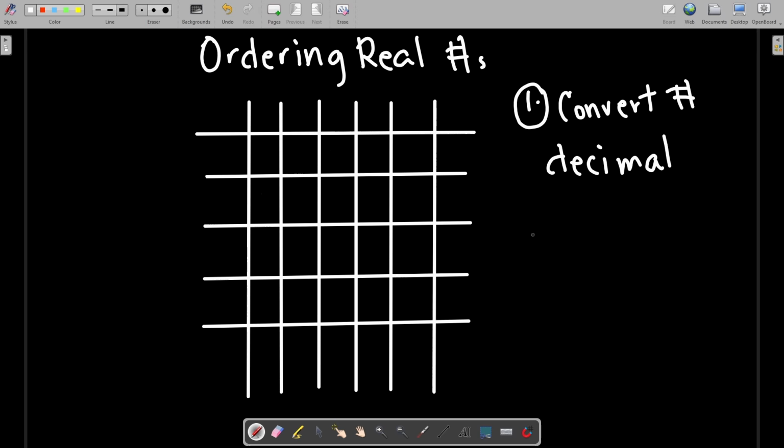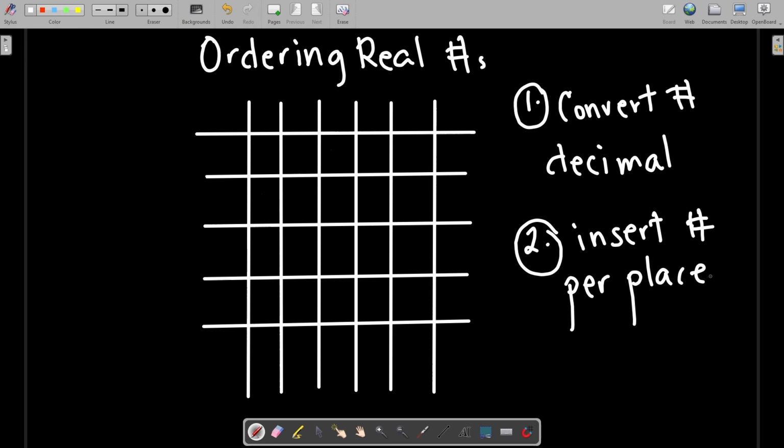Step number 2. You'll notice it's kind of awkward that when it comes to ordering real numbers, you see this grid. I will tell you why. After converting each value into decimal form, you are going to insert each number per place value. You should have learned place value back in 3rd or 4th grade. I taught 4th grade math before, and we did cover place value during that time.